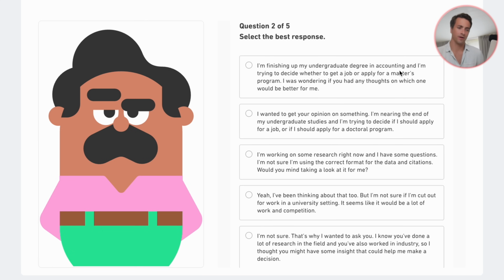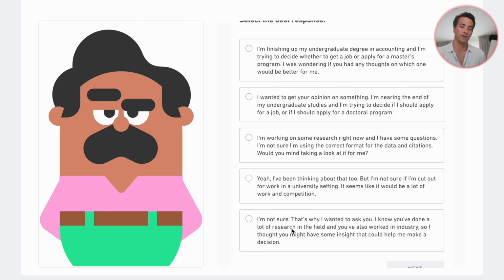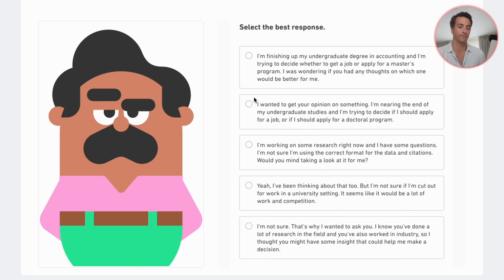So I'm finishing up my undergraduate degree in accounting. No. I'm nearing the end of my undergraduate studies. Should I apply for a job or doctoral program? This seems correct, but let's make sure. Working on research right now and have questions. No. I've been thinking about that too. No. I'm not sure. That's why I wanted to ask you. I've done a lot of research. No. This one is the only one that really makes sense.